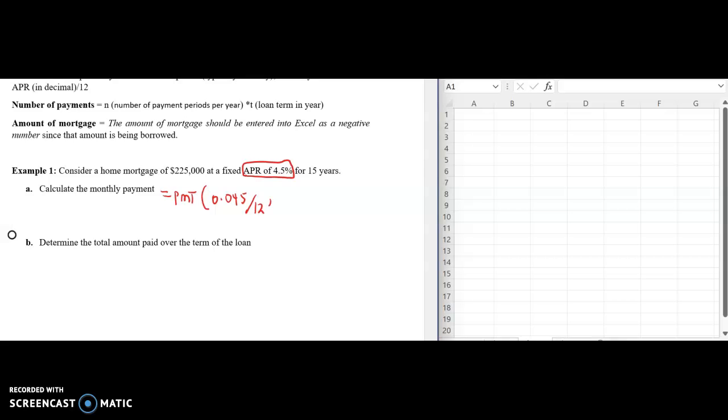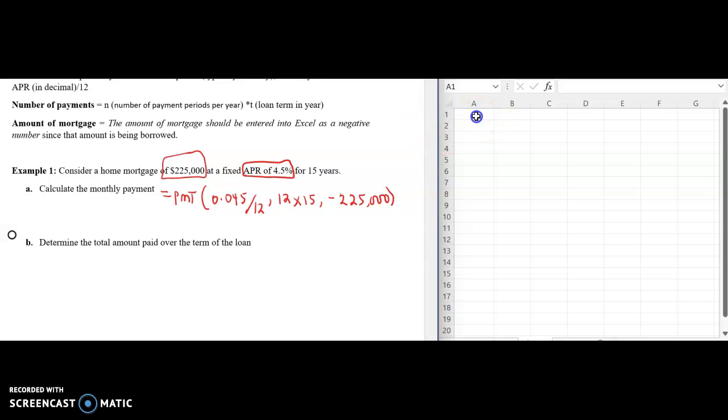The number of payments, so if you make this payment every month for 15 years, the number of payments is 12 times 15. And we need the amount borrowed, which is the $225,000. So this is the money we are borrowing from the bank. So we're going to introduce a negative sign and we type 225,000.